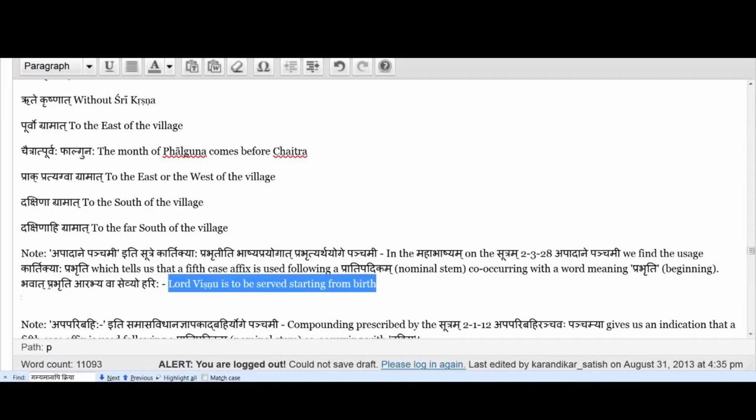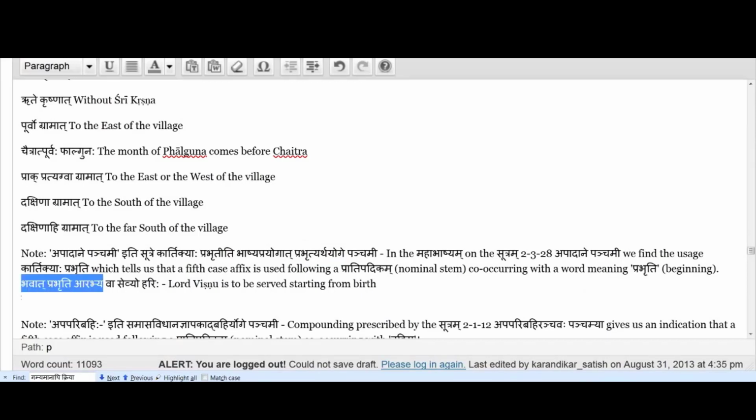As we mentioned, it doesn't have to be the word Prabhriti. Any word in the meaning of Prabhriti, like Arabhya, also dictates a fifth case affix. So Bhava takes the fifth case affix here because it co-occurs with Prabhriti or Arabhya.